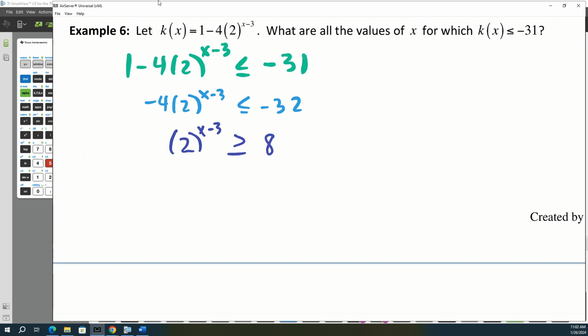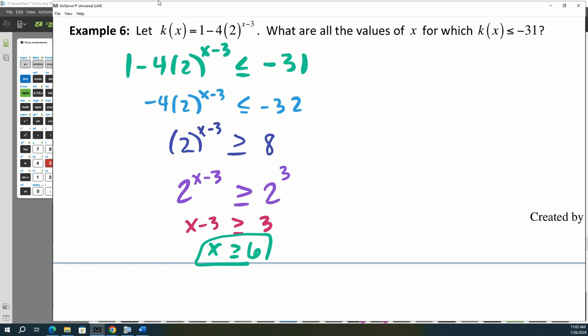We could, but it's easier, I think, to write 8 as 2 to a power, and 8 is 2 to the third power. And then instead of setting the exponents equal, we're going to set them greater than or equal to. And then that last step is just to add that 3, and that's the answer.